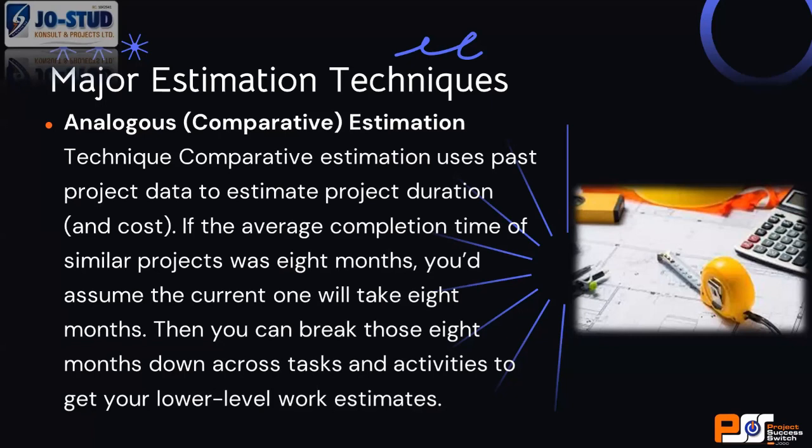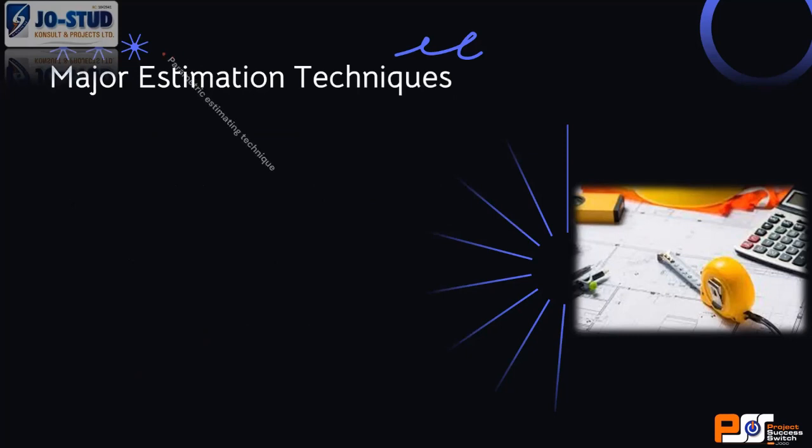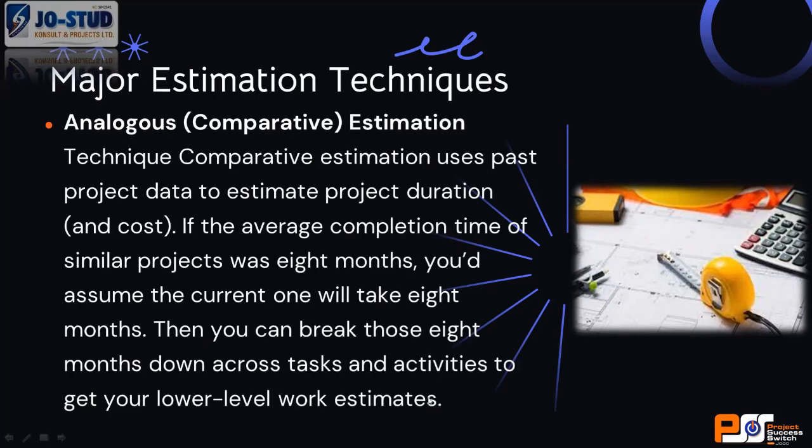Now, analogous estimating techniques will also let me know, for example, duration. If 248 units took me, let's say, 6 months with, let's say, 10 contractors, I can now tell Mr. Wesley, let's add an 11th contractor since your own is 300 units, and they will do it in 6 months. So that's just what the analogous estimating technique is about: to break those 8 months down across tasks and activities to get your lower level estimates.